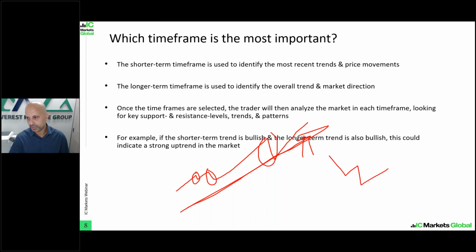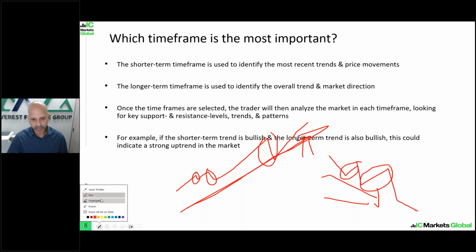Conversely, when the market moves down, you can see that the overall trend is down, right? So that's what the longer term time frame will be used for. And the shorter term time frame will be used to identify the retracements to the upside. Okay, so I wanted to quickly highlight that.